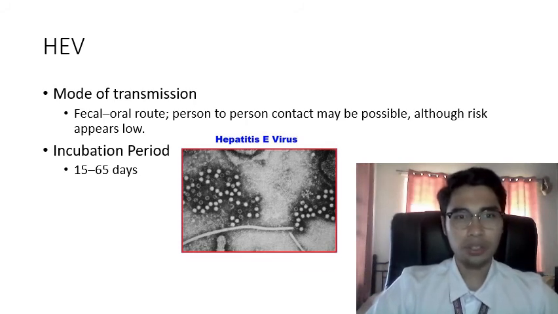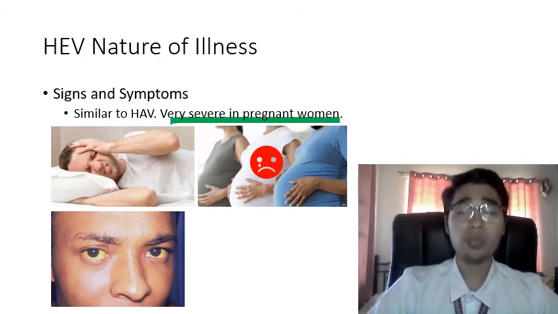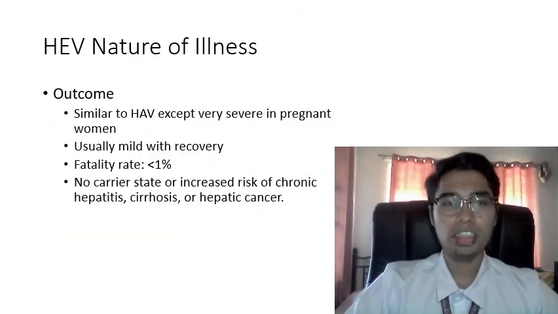Now, the mode of transmission. Fecal-oral route; person-to-person contact may be possible, although risk appears low. This is for HEV, because this is usually in developing countries. The incubation period is variable, estimated to range between 15 to 65 days. It's like hepatitis B virus earlier. So the signs and symptoms are similar, however very severe in pregnant women. So this one is icteric. You will have jaundice.